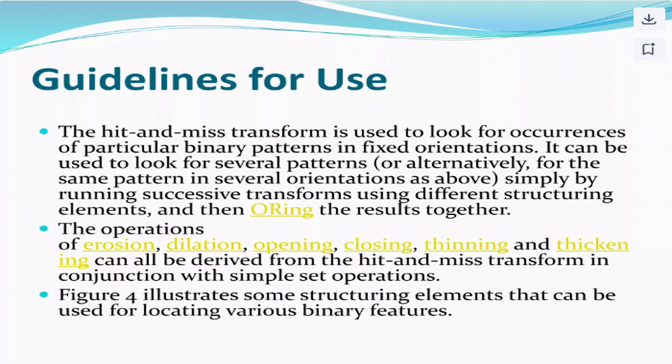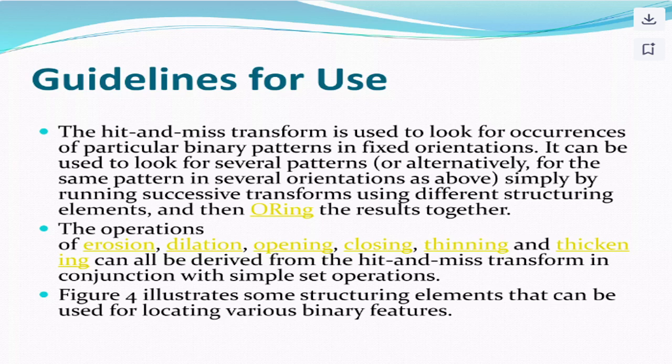Next is isolated point detection. A simple 3 by 3 structuring element with a single foreground pixel 1 at the center can locate isolated points in an image. Next is endpoint detection. A structuring element designed to match endpoints on a skeleton must be rotated in all four orientations. This represents four passes of the hit and miss transform. Next is junction detection.